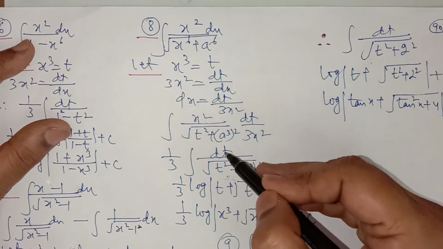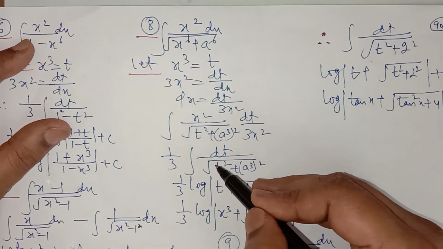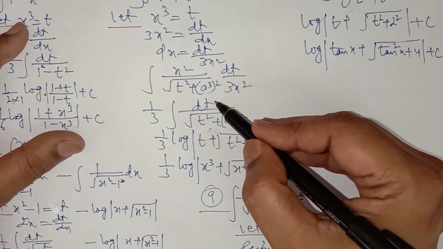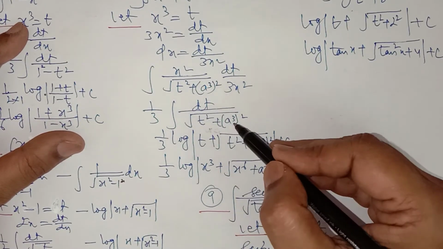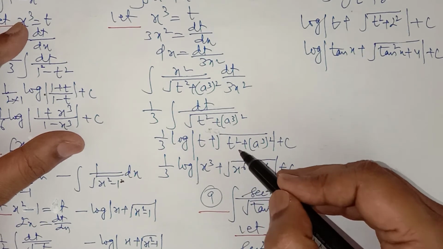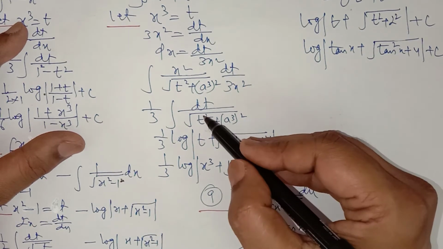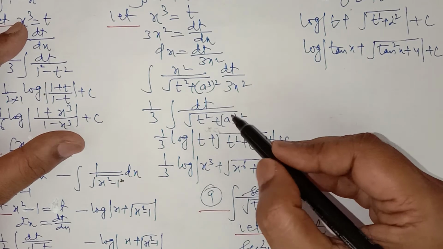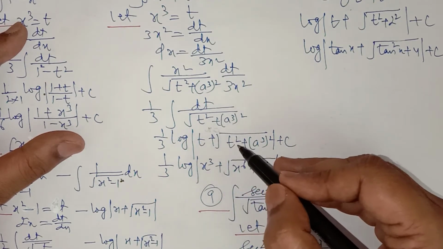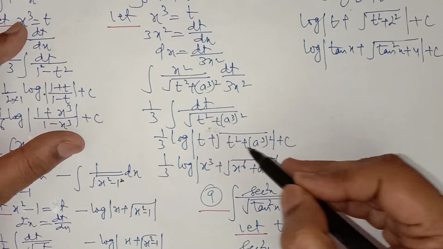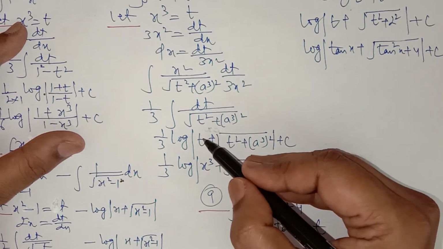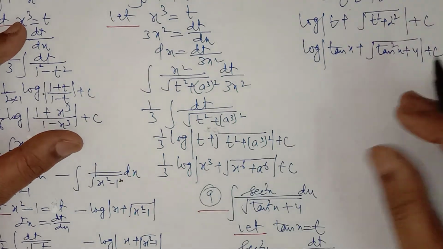So that it will become a formula of dx upon under root x square plus a square. So it is a special integral of 1 upon under root x square plus a square, which is equal to log x plus under root x square plus a square. So in place of x we have t, in place of a we have a cube. t square plus a cube whole square, so a to the power 6, t is x cube, it is x cube.